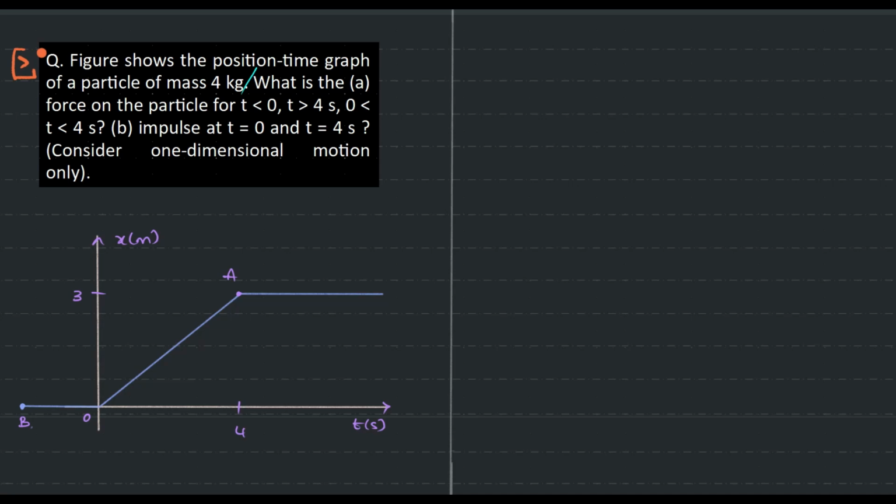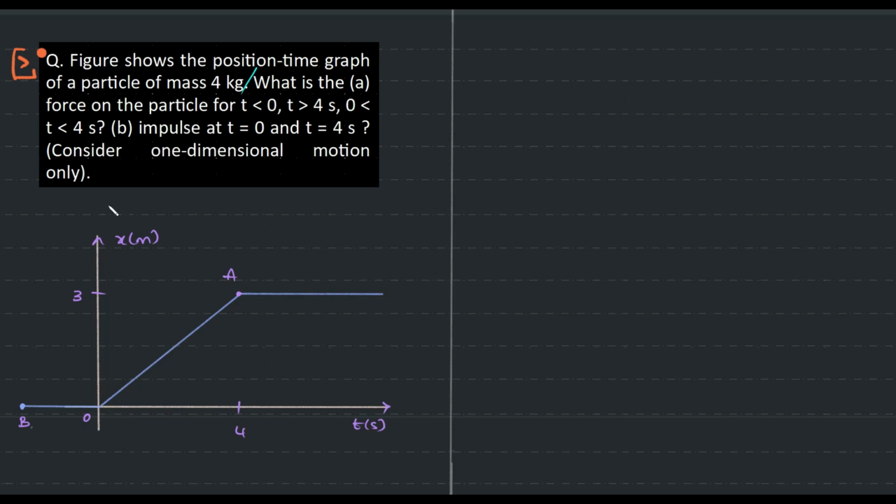Figure below shows the position time graph of a particle of mass 4 kg. What is the force on the particle for the time less than 0? So t less than 0 is over here. T greater than 4 is over here. And t between 0 to 4, not including 0 to 4, is this line.